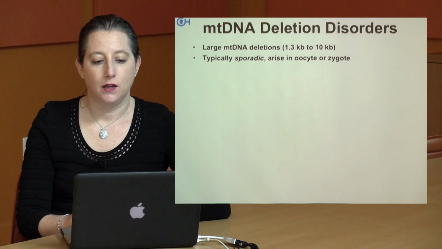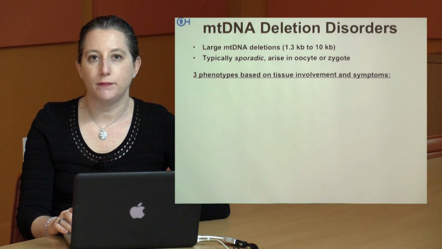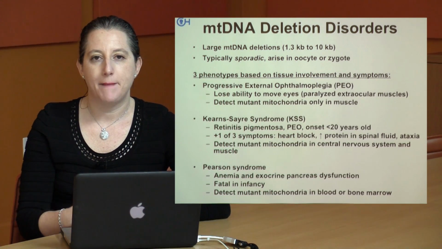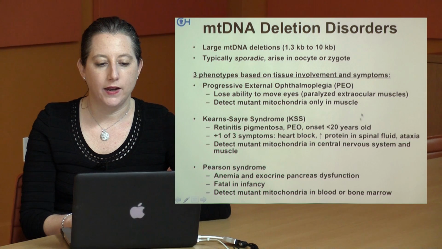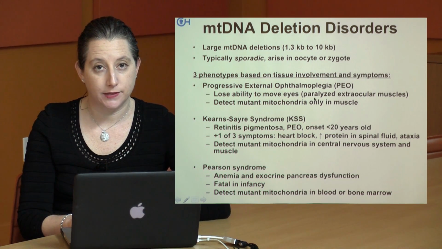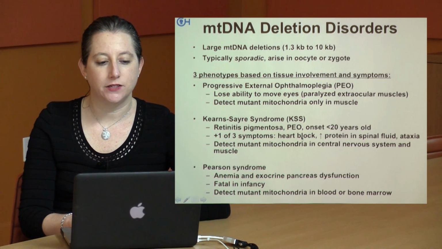This is an example of a mitochondrial DNA deletion disorder, or a large segment of the mitochondrial genome absent. When we see this, there's 3 types of medical conditions we think about. One is called ophthalmoplegia, or progressive external ophthalmoplegia, which is paralysis of the eye muscles, so an inability over time to move your eyes from side to side or up and down. When you see this together with heart problems and balance problems, it's called Kearns-Sayre syndrome.